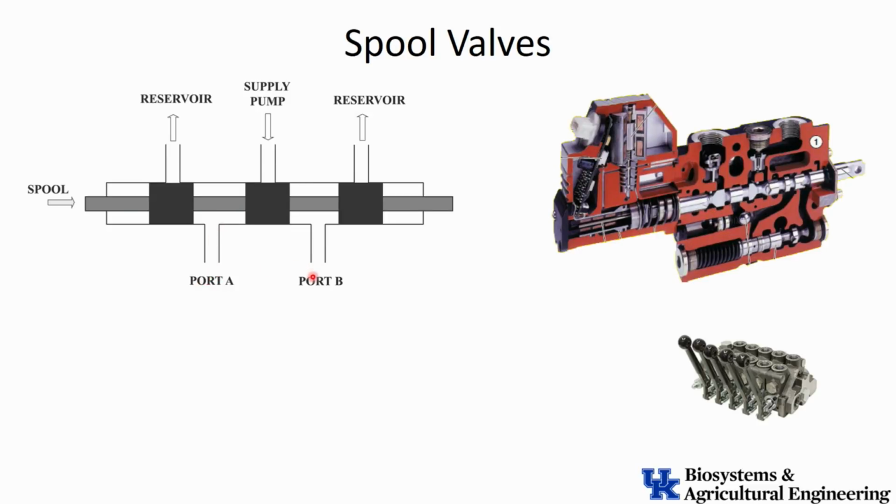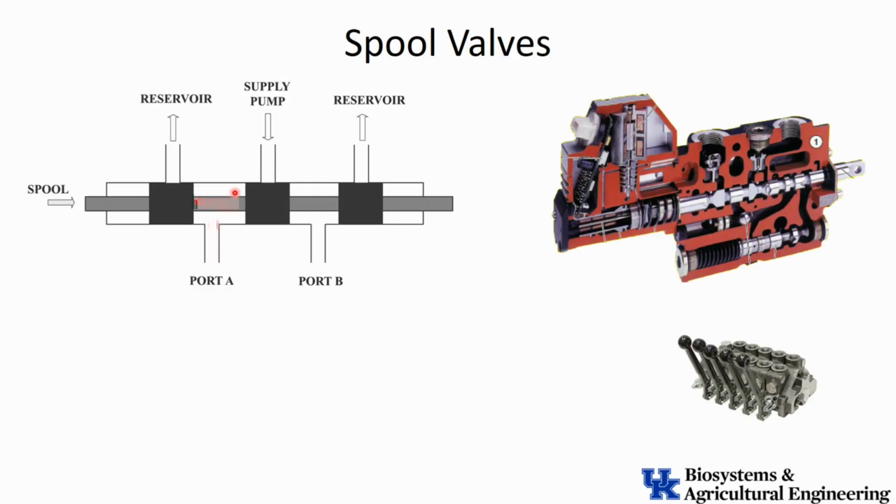We have port A and port B. So they could be connected down here to a hydraulic motor, to a cylinder, to some other type of actuator, whatever. And notice that they are also locked and sealed, so we couldn't have any flow going in because they're sealed. You look at the flow, it can't go there.